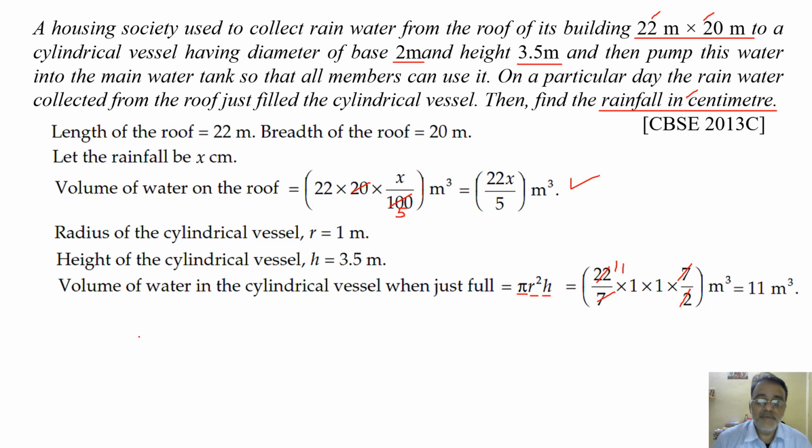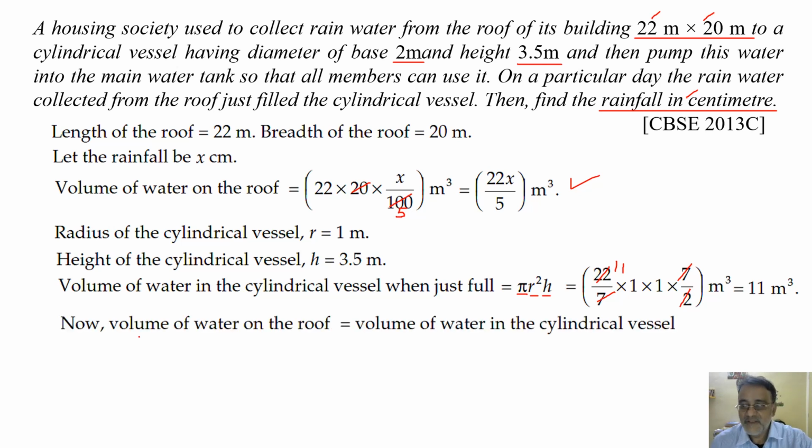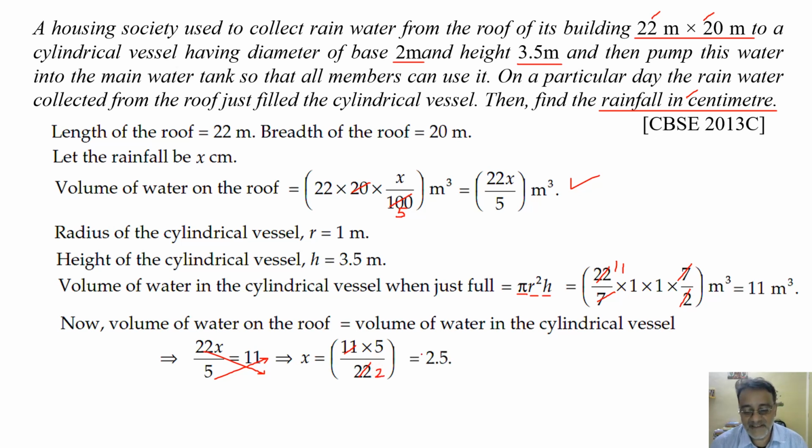ठीक है. Now volume of water on the roof will be equals to volume of water in the cylinder. So that is 22x upon 5 is equals to 11. तो 5 into 11 divided by 22. So ये कैंसिल हो रहा है 22 11 से. 5 by 2 that is 2.5 centimeter. Any doubt? No, sir. Because x is in centimeter, तो x upon 100 लिखे थे हम लोग. So whatever the value of x we will get, that is centimeter only.